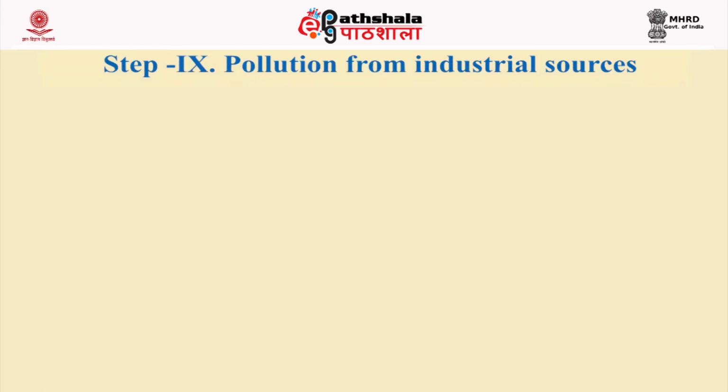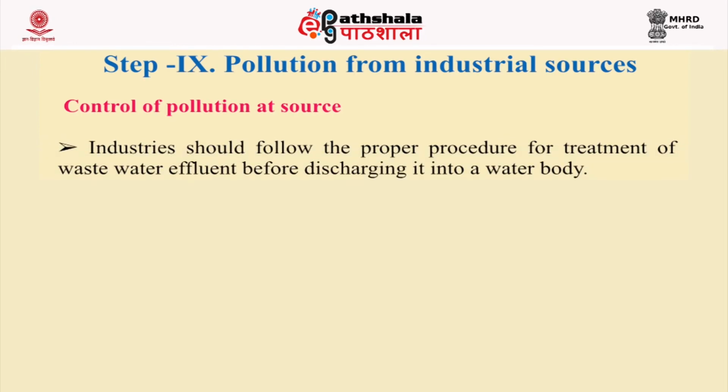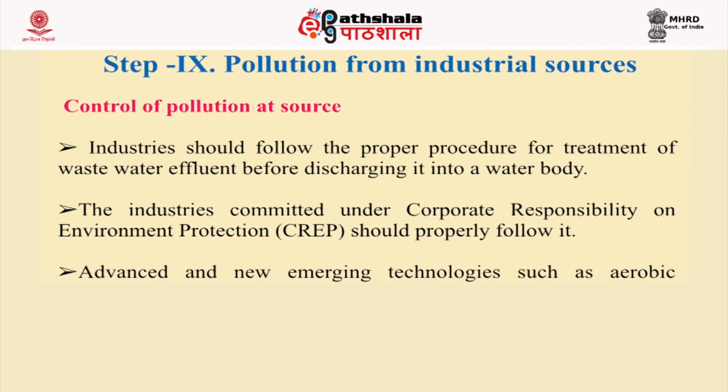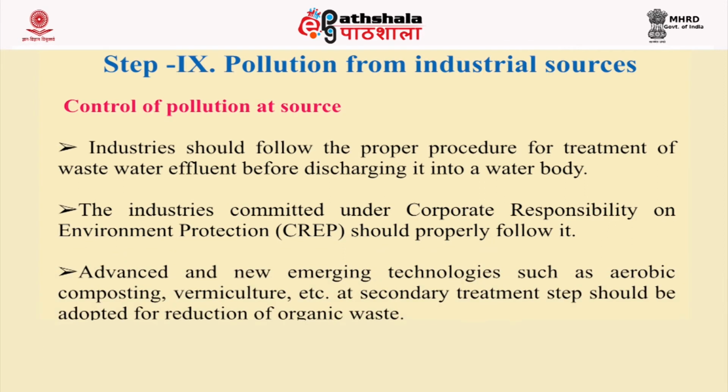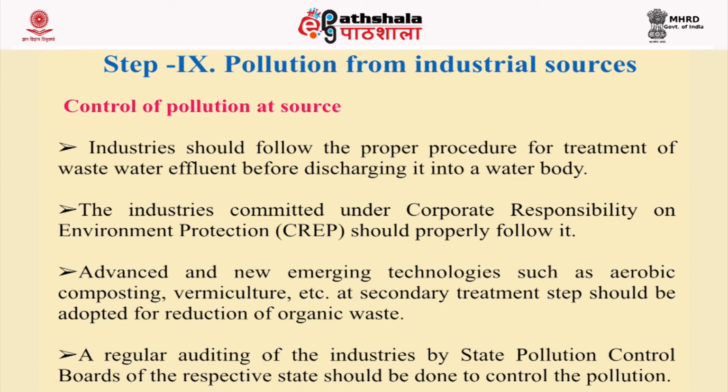Step 9 is pollution from industrial sources. Control of pollution at sources. Industries should follow the proper procedure for treatment of wastewater effluent before discharging it into a water body. The industry, committed under corporate responsibility on environment protection, should properly follow the protocol. Advanced and new emerging technologies such as aerobic composting, vermiculture, etc. at the secondary treatment step should be adopted for reduction of organic waste.